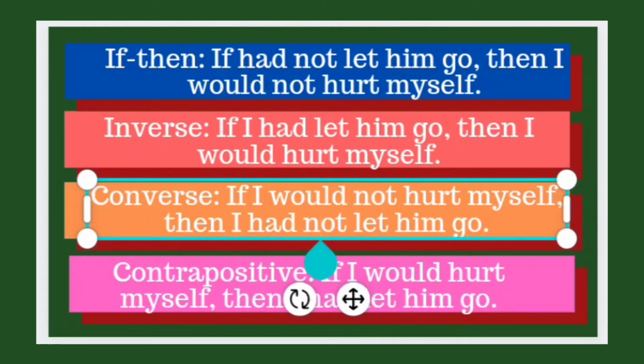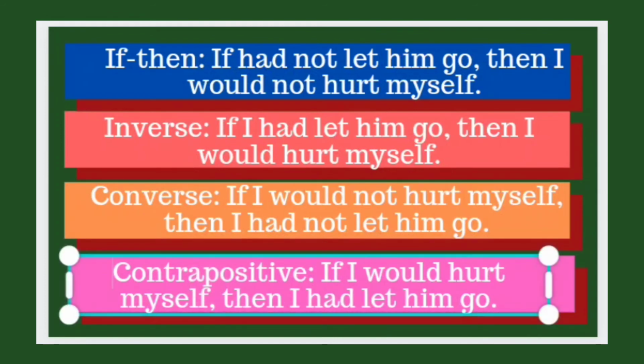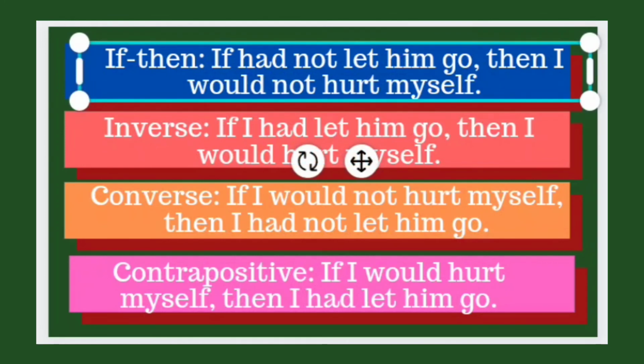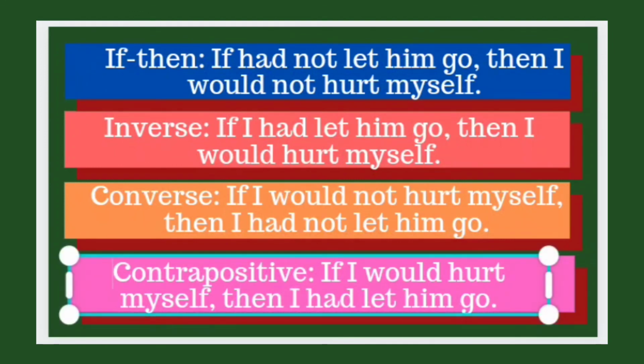Okay, and then the contrapositive will be switching of the hypothesis and conclusion as well as taking the opposite. So again, the original conditional statement is in negative form. Both the hypothesis and conclusion are in negative form. So we are going to give the opposite as well as we are going to switch them. So we have this one. Okay, so the contrapositive will be, if I would hurt myself, then I had let him go. Okay, so that's it.